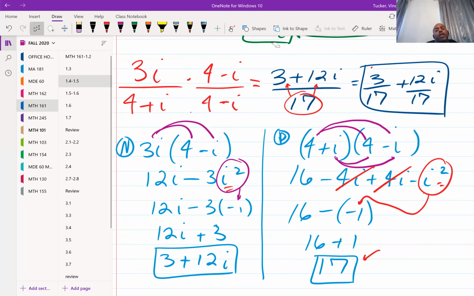Now, when you do write your imaginary or your complex numbers, they do want you to separate your real from your imaginary. And that's what we did right here. So that 17 goes into each term. It's 3 over 17 plus 12i over 17. And that's your answer. Any questions? Make sure we're all right.